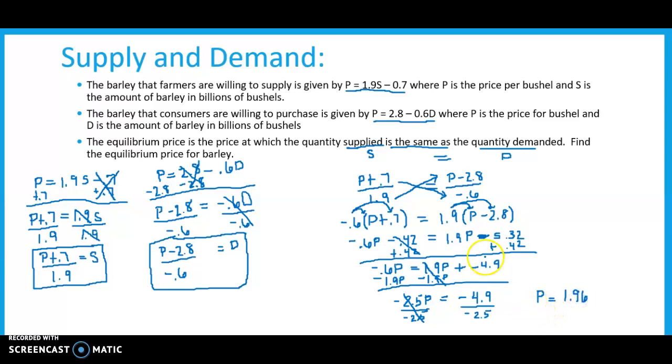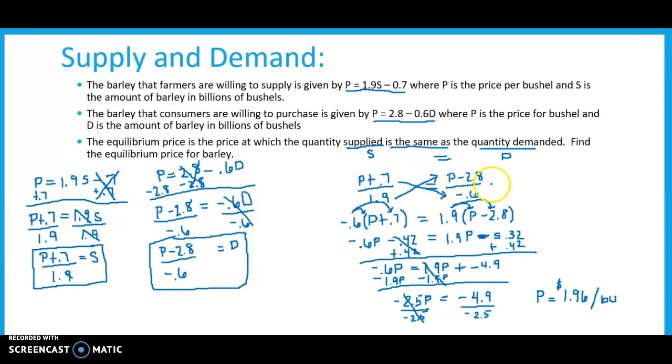So going back to my original problem, p is the price per bushel. So when I want to label this, it is money, and it would be $1.96 per bushel of barley. So what is the equilibrium price? That equilibrium price is $1.96 per bushel. The way that I found that was because the problem told me that in equilibrium price, supply will equal demand. I used the two formulas to get a supply formula and a demand formula, and then I set supply equal to demand.